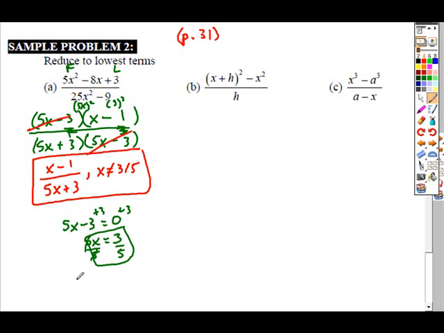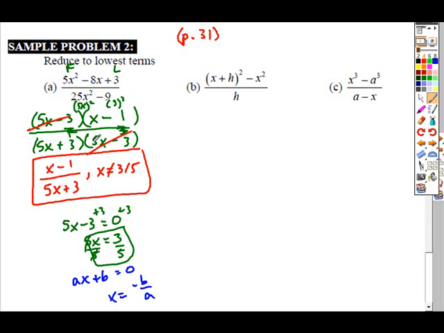So the shortcut becomes the following. If you have, let's say, a factor of ax plus b equal to 0, then your solution is going to be the opposite of b divided by a. So here you just take the opposite of -3, divide by 5, and that's the shortcut form.